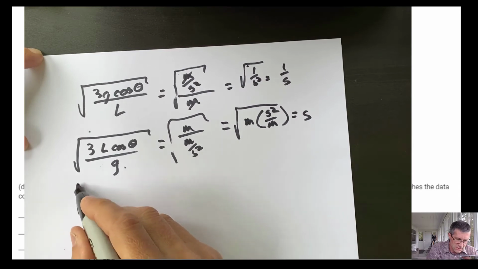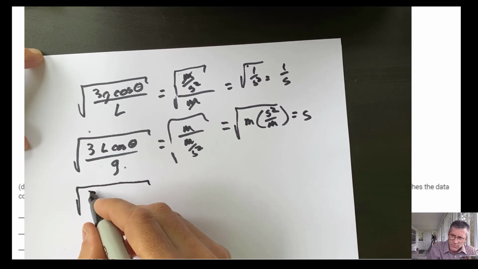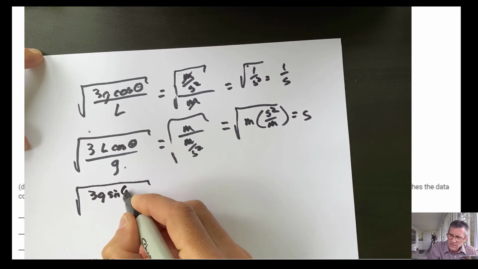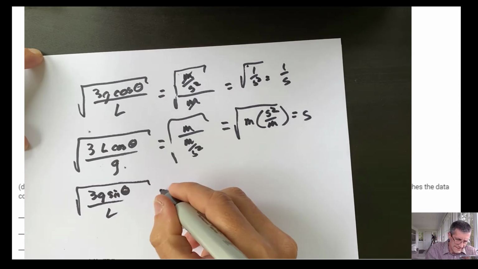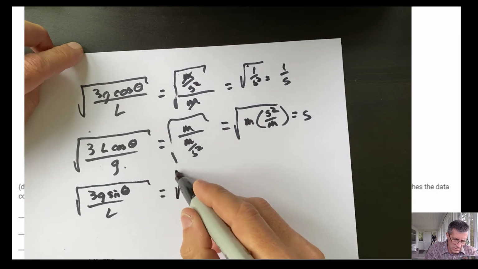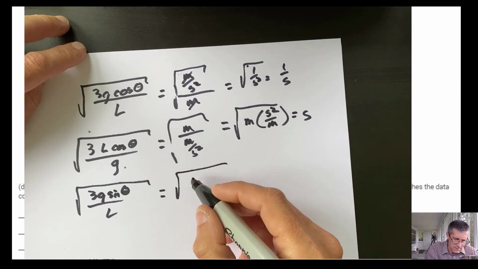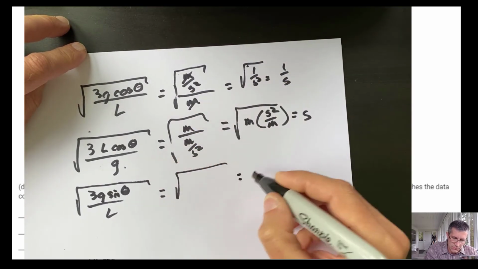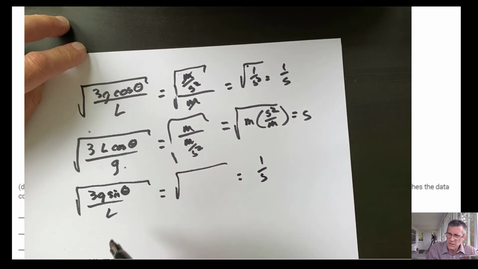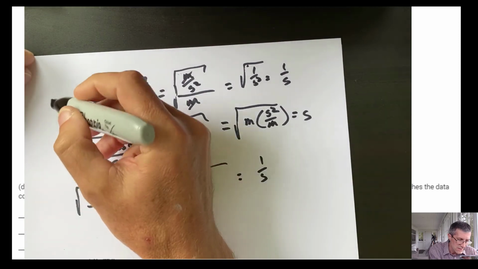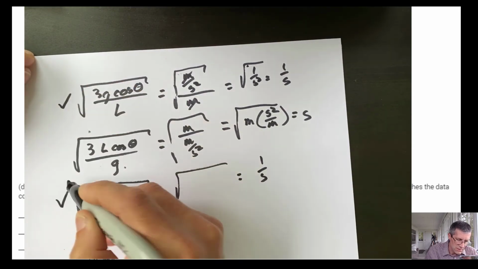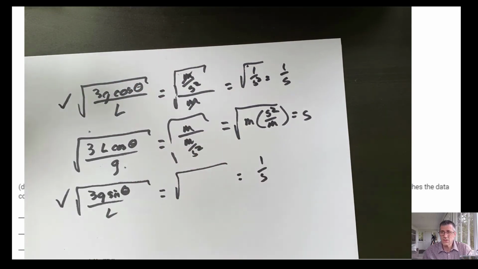Check the units for this one. So I have 3g sine theta over L. And what's this going to give me? This is going to be the same as the first one, right? So I'll end up with the correct units. And then the last one is going to be the same as the second one. So I'm going to end up with incorrect units. So I know the first is a possibility and the third one's a possibility. So the only difference between those is a sine and cosine.